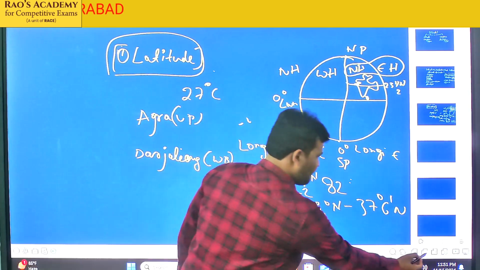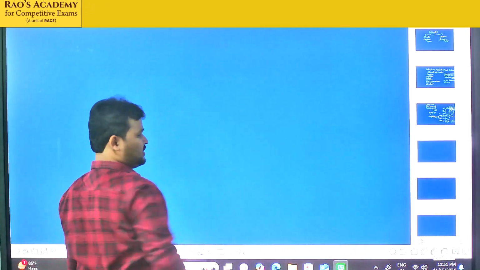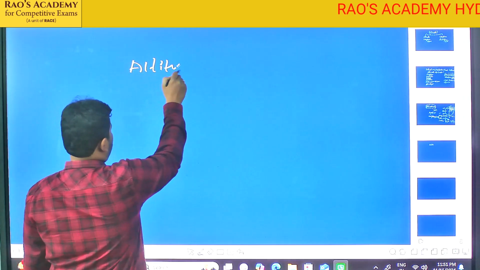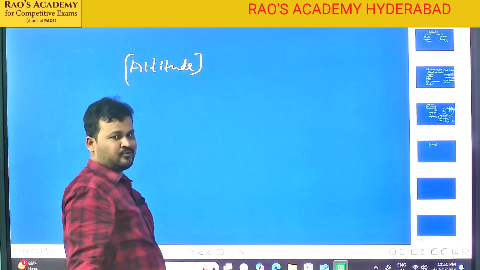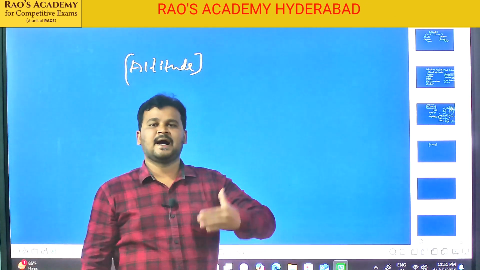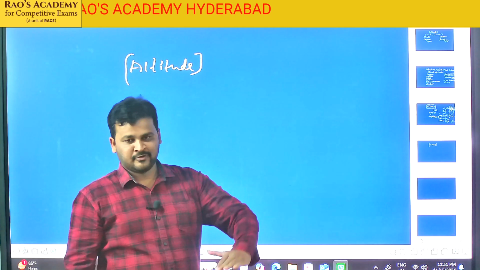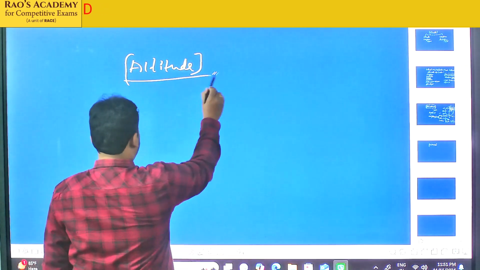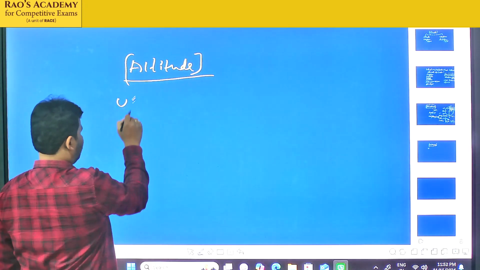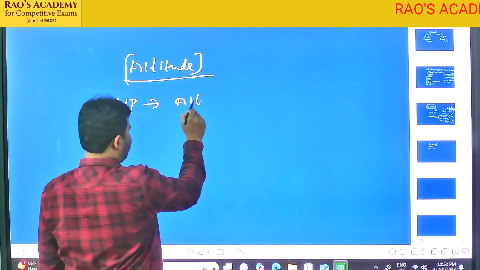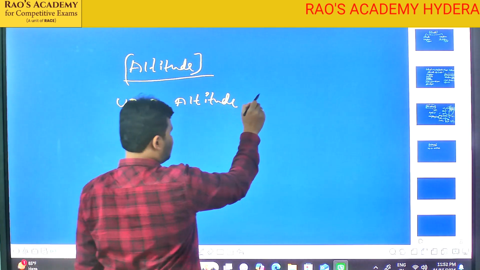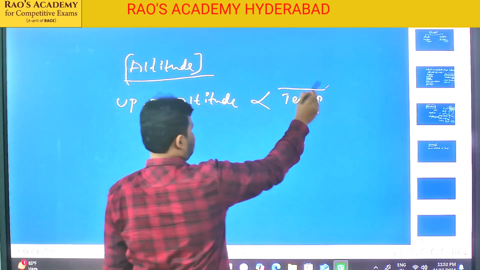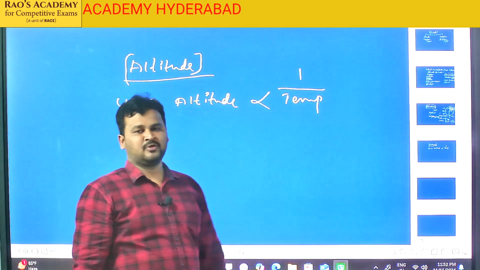And one more aspect here. One more factor that is influencing climate is altitude. Altitude, in simple form, is nothing but the height from the mean sea level, right? So one universal phenomena is that whenever altitude increases, temperature drops. Whenever there is an increase of altitude, temperature will drop.